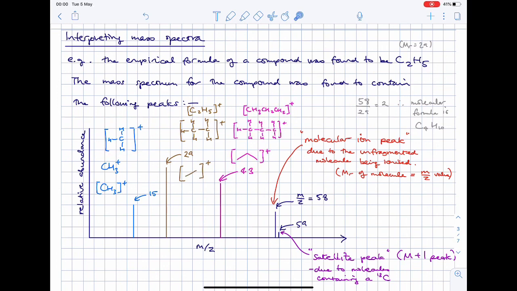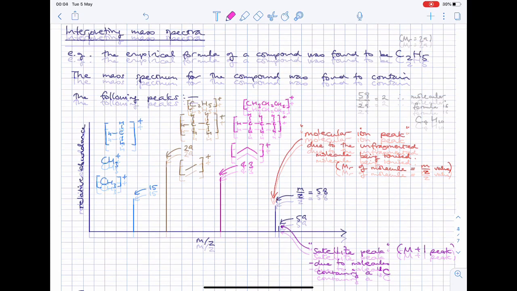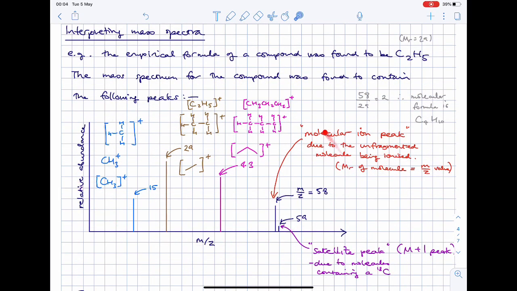The fragment peak with an M over Z value of 43 could be formed from this fragment ion, and we can draw these fragment ions using skeletal as well. So I've shown you different ways of drawing fragment ions, but try not to use molecular formula, as we said before for organic chemistry, as the other ways of drawing formulae show more structure, which is better. So this mass spectrum can only be formed by a molecule which can form fragment ions with M over Z values of 15, 29 and 43.